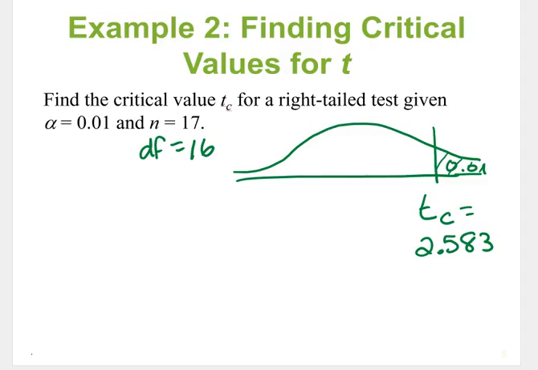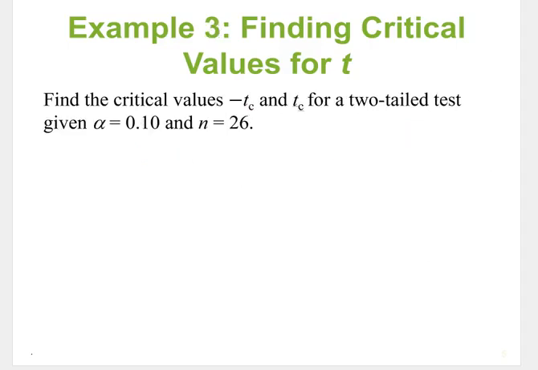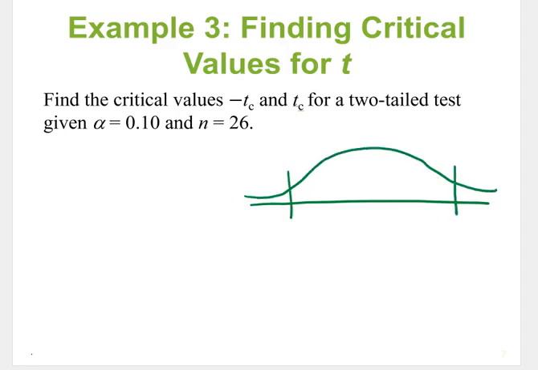All right, and one more just to make sure. Find both critical values for a two-tailed test. So this time we're going to have a two-tailed test. Our alpha is 0.10, which means each of these tails is going to be 0.05. So both of my tails are going to be 0.05. I need to find my critical value that's negative, and I need to find my critical value that is positive.